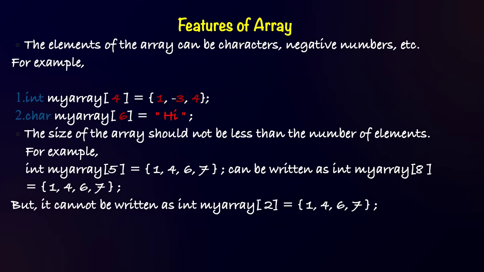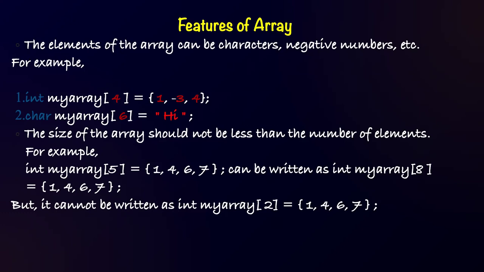They're numbers like 1, -3, 4, anything there can be. Okay, or char my array. Char means character. Char refers to characters. It's written as 'hi'. So 'hi' is basically the characters that are being referenced. Right. Okay. The size of the array should not be less than the number of the elements.